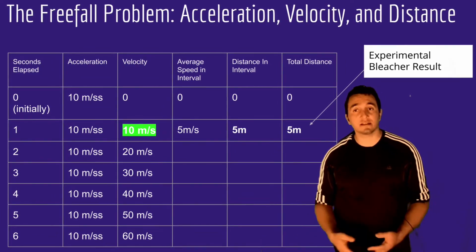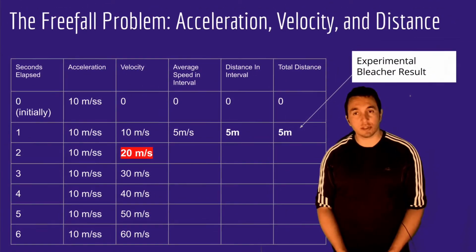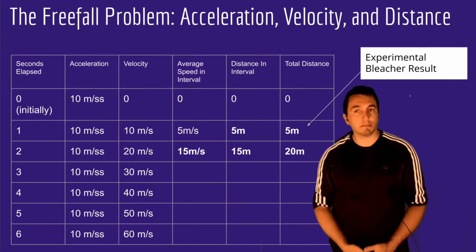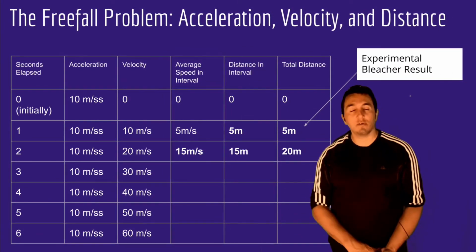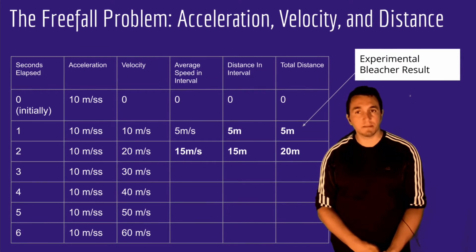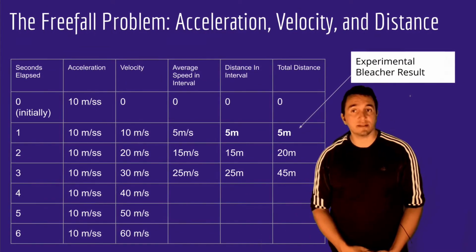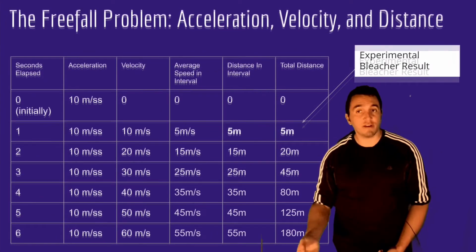After the first second, the ball is falling at 10 meters per second, and after the second second, it's falling 20 meters per second. So the average speed is 15 meters per second, which means that over that second, it will fall 15 meters. You can repeat this process on down the line and see that between seconds 3 and 4, the ball falls 35 meters.